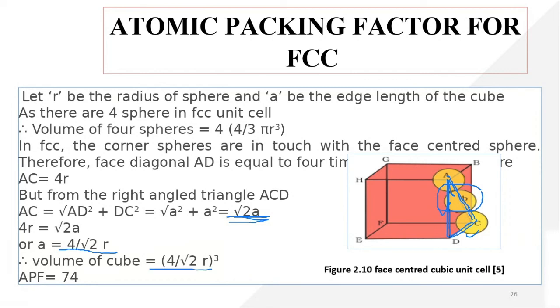So how many atoms are there in the FCC? 4. So having calculated the volume of the atoms in the unit cell, for one atom it is 4 by 3 pi R cube, and we have to multiply it by 4 then. We will divide it by the total volume of the unit cell. So we will get an atomic packing factor of 74% in the case of FCC.